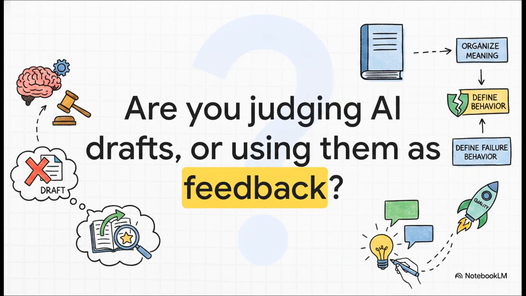I want to leave you with a bit of a provocative thought to wrap up this explainer. Look at your own process for a second and ask yourself, are you still judging your AI first drafts, or are you finally using them as feedback? Because your very next NotebookLM session is a perfect opportunity to systematically implement the source-first contract we discussed today. If you organize the meaning and define that failure behavior, I guarantee you'll watch the quality of your insights just absolutely skyrocket.